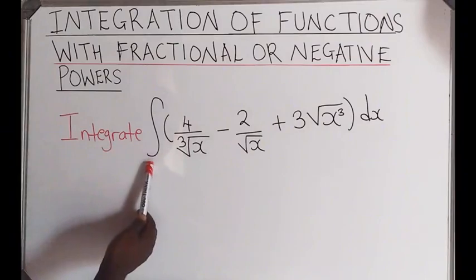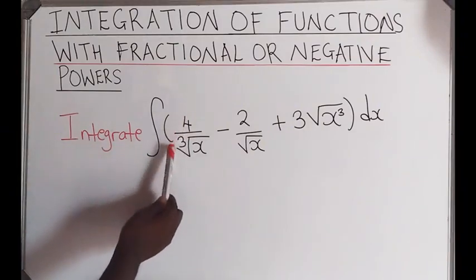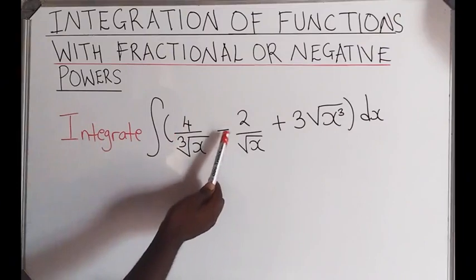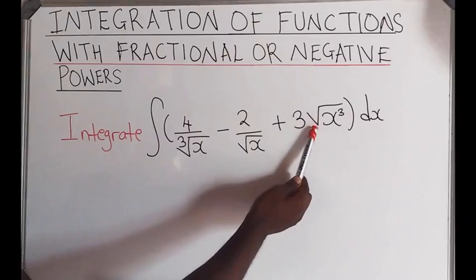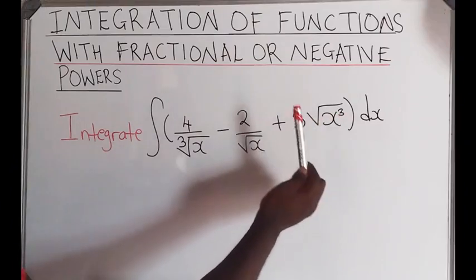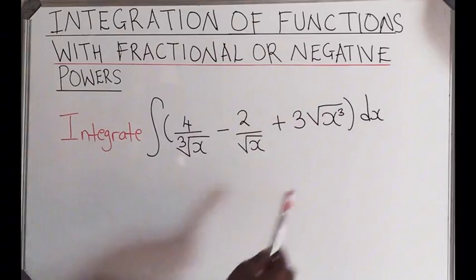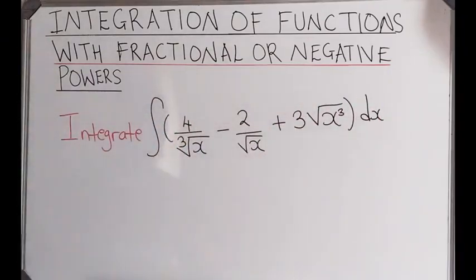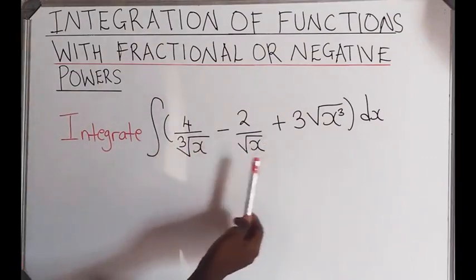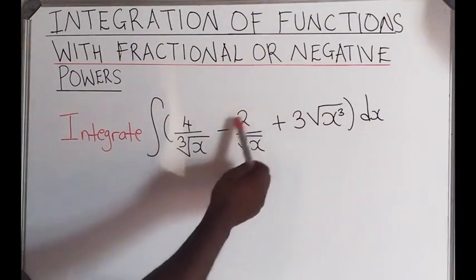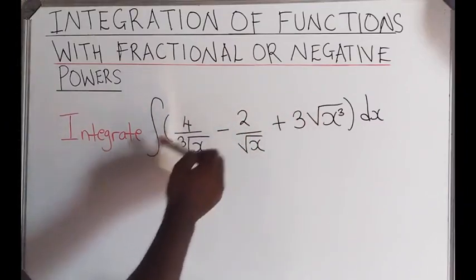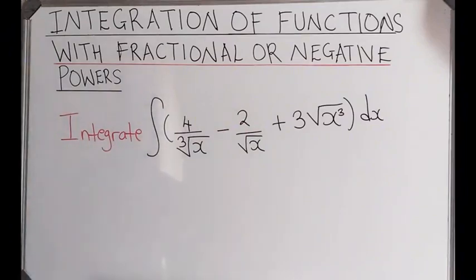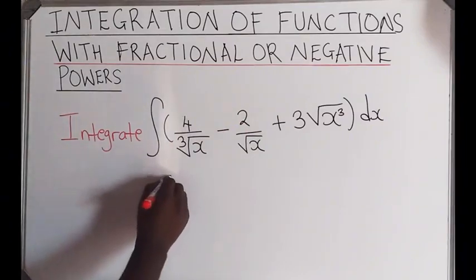Integrate the integral of 4 over the third root of x minus 2 over the square root of x plus 3 square root of x cubed with respect to x. So we integrate this function with respect to what? To x. First step, it would be very difficult for you to integrate this function. Why? Because it has fractions, you can see. So what you do is rewrite these fractions. You rewrite them, the way you're going to write something like this.